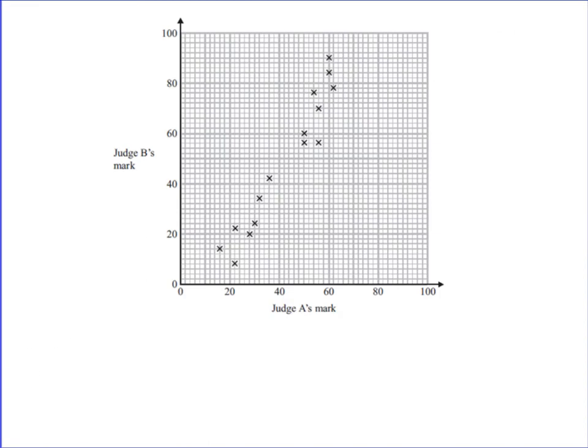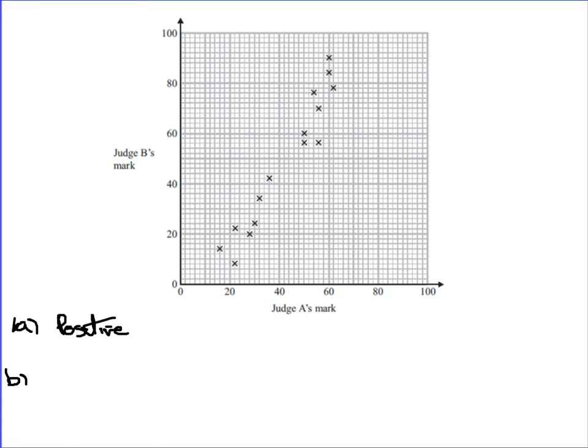Question 5. So some children took part in a piano competition. Each child getting a mark from A and B, the scattergraph information. Describe the correlation. Well, the correlation there is a positive correlation because as one judge's mark goes up, the other judge's mark goes up. So it's a positive correlation.